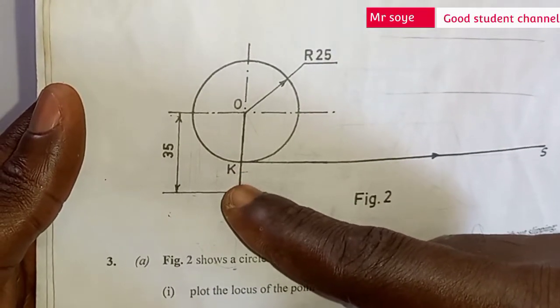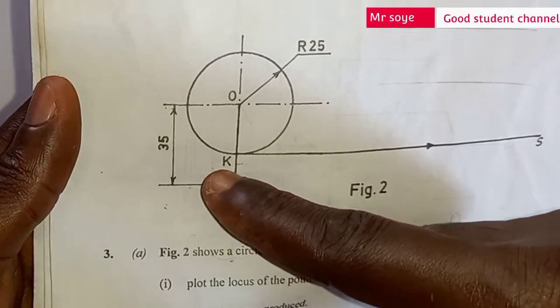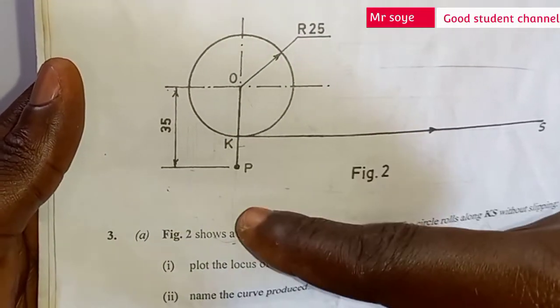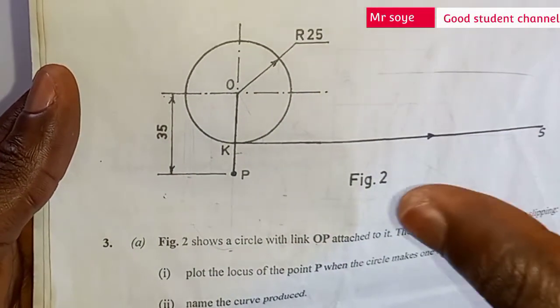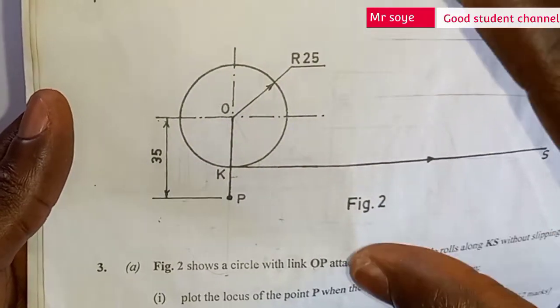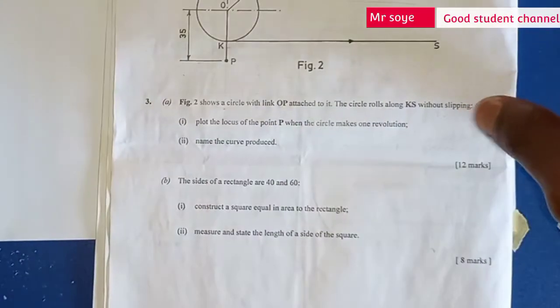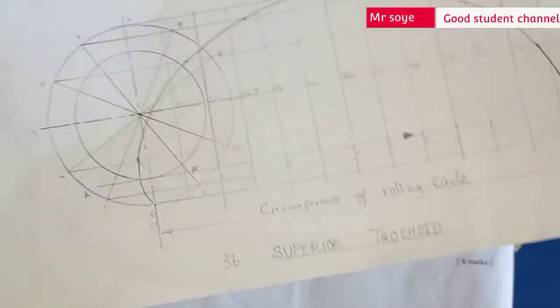And for the other type of trochoid, I will also do that after this. Then we can see the difference between the two types and how to draw both types of trochoid. So now, here is the solution to that question.